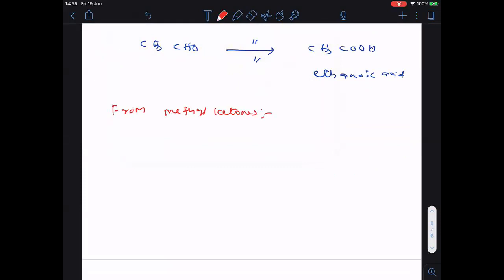From methyl ketones. Then how to prepare from methyl ketone, that we are going to see now. So RC double bonded O CH3, methyl ketone, when treated with X2 in basic medium. Anyone remember this reaction? X2 in basic medium. It is the iodoform test. In place of X, if I take iodine, it would be the iodoform test. And I think you know the compounds which contain this group can give the iodoform test.